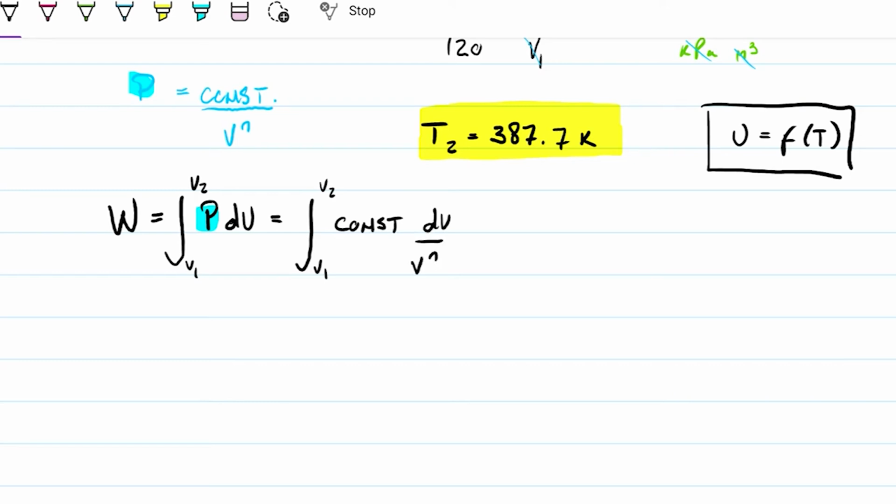Okay, so now we have an integral of the natural log, and we can sub that in. Note that the constant can leave this integral, so the work will be that constant, and then we have the natural log of, we do this once again slowly. So we have the integral of V1 to V2 of dV, V to the, so this is the equivalent of V to the minus N.